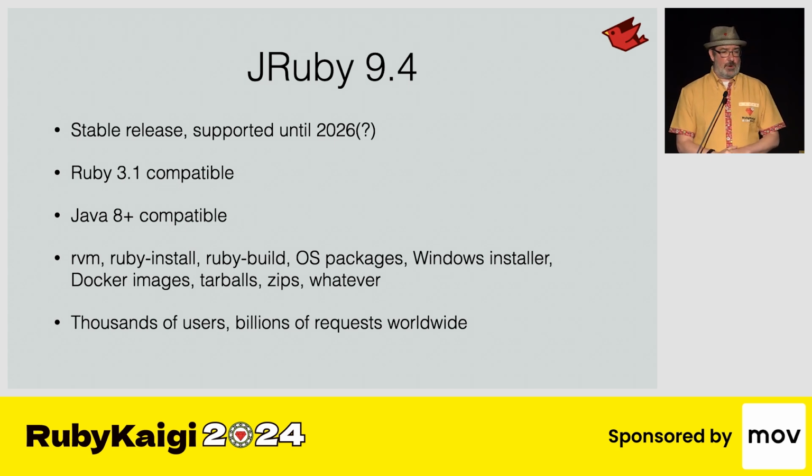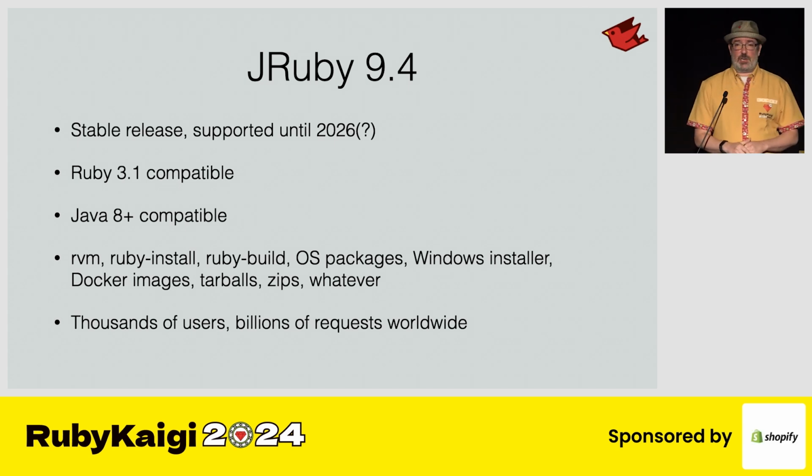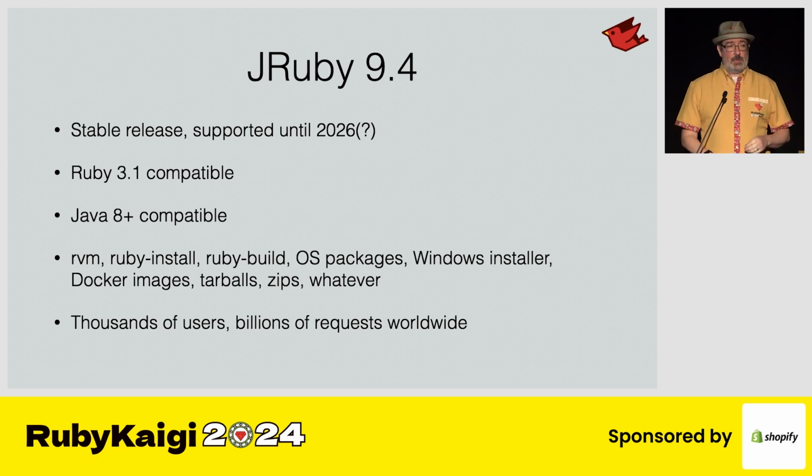Our current release is JRuby 9.4. We're on 9.4.7 right now, I think. This is our stable release that we will continue to support until probably 2026. We're going to release JRuby 10 this year, and we usually go another full calendar year after that for support. It's compatible with Ruby 3.1. It was a big jump forward from JRuby 9.3, which was only a Ruby 2.7 compatible implementation. It supports as far back as Java 8, but this is probably the last release that's going to support such old versions of Java.